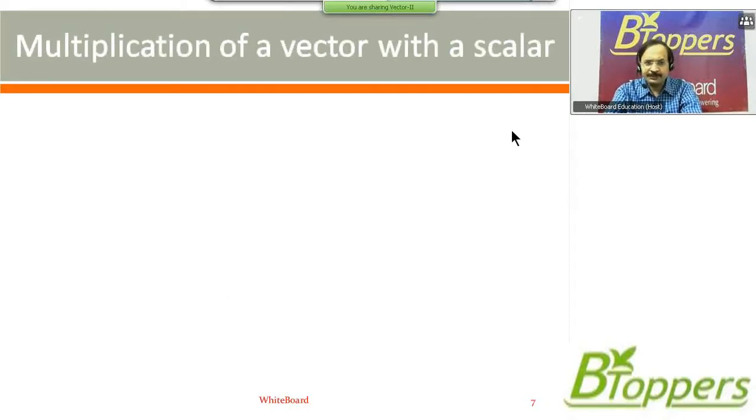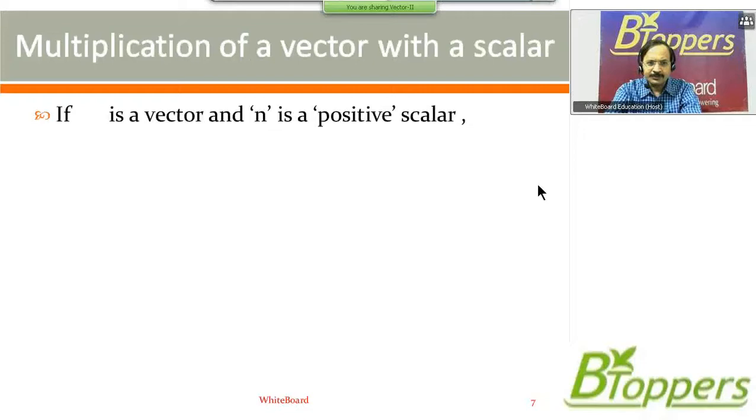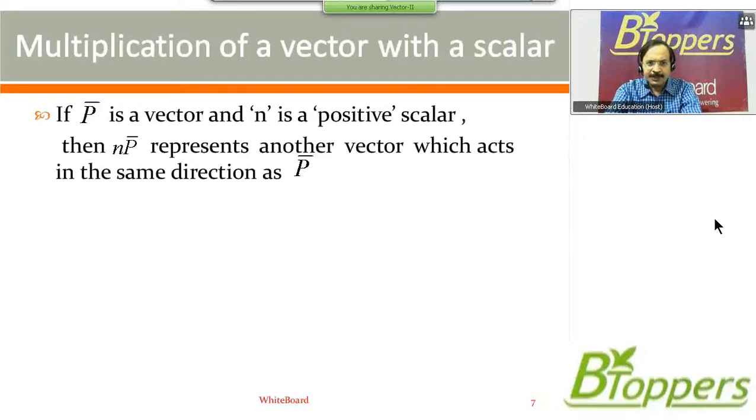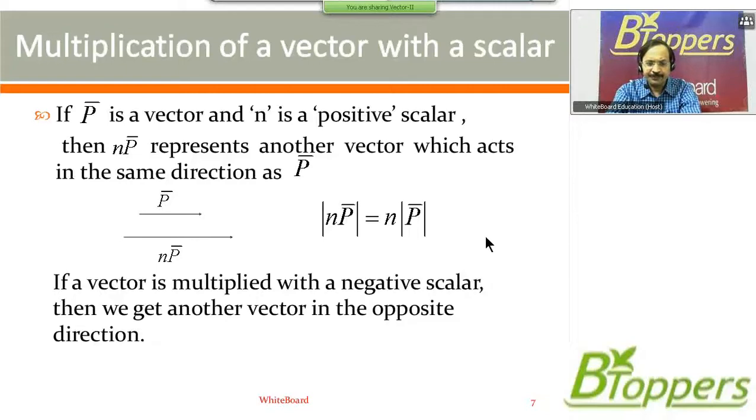Multiplication of a vector with a scalar. If P bar is a vector and n is a positive scalar, then nP bar represents another vector which acts in the same direction as P bar. Here is vector P bar, and this is vector nP bar. Modulus of nP bar is n times the modulus of P bar.